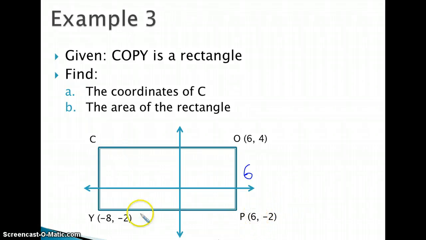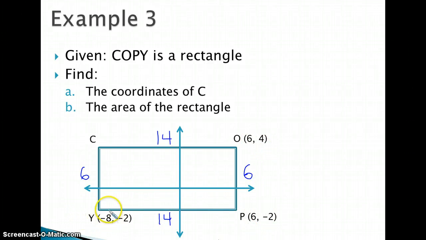So PY, looking at my y coordinates, they're the same. The only difference is in the x coordinates. So I'm going from 6 to negative 8, and that's 14 away. So I know, because opposite sides of a rectangle are the same, that we have 6 here and 14 here. Now to find the distance here from O to P, I just noticed that my x coordinates were the same, but my y coordinates were different.